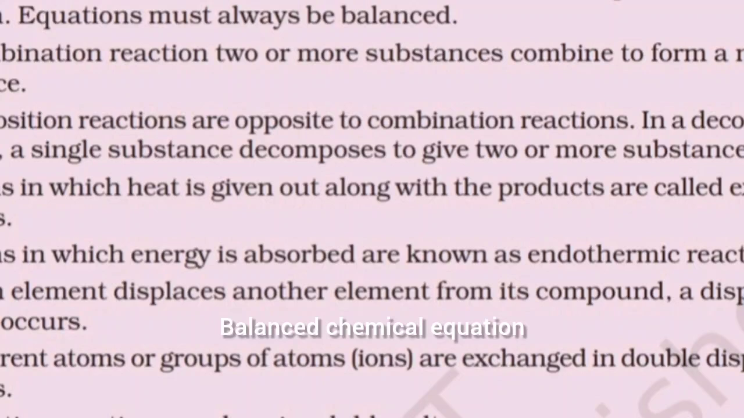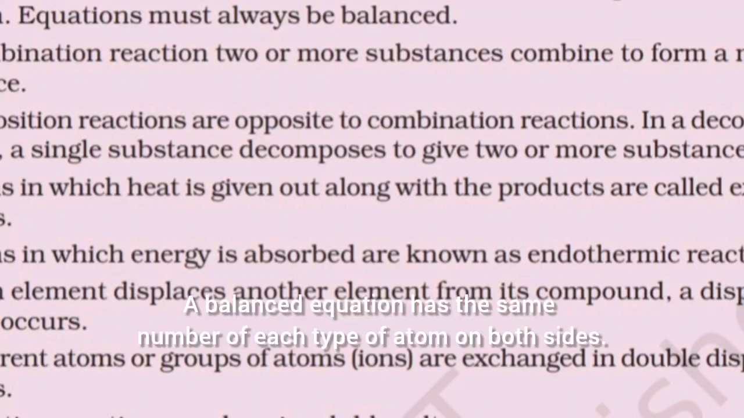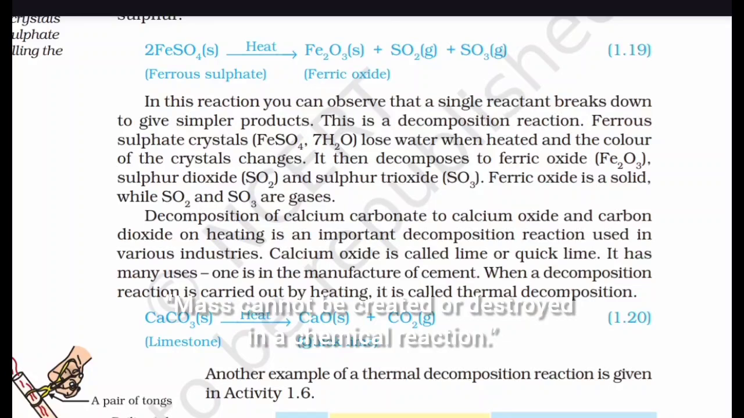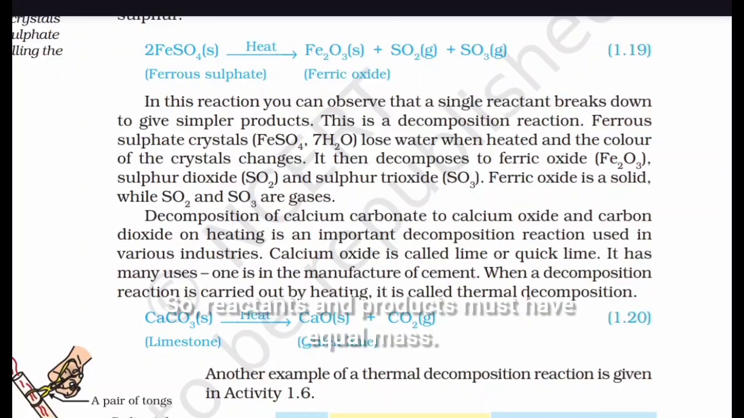Balanced chemical equation. A balanced equation has the same number of each type of atom on both sides. This is needed because of the law of conservation of mass, which states mass cannot be created or destroyed in a chemical reaction. So, reactants and products must have equal mass.